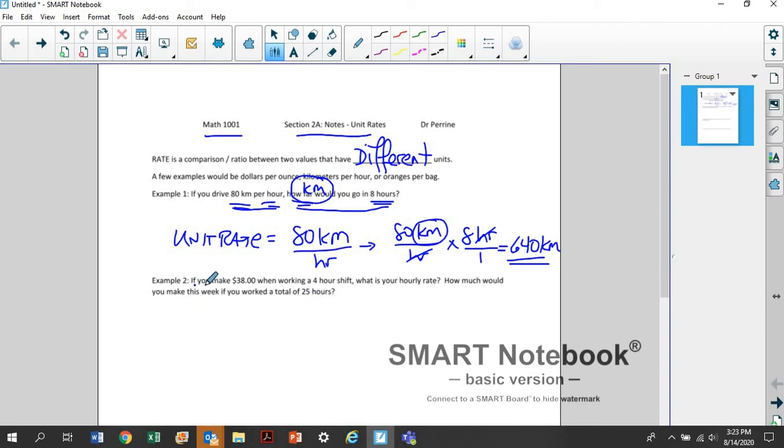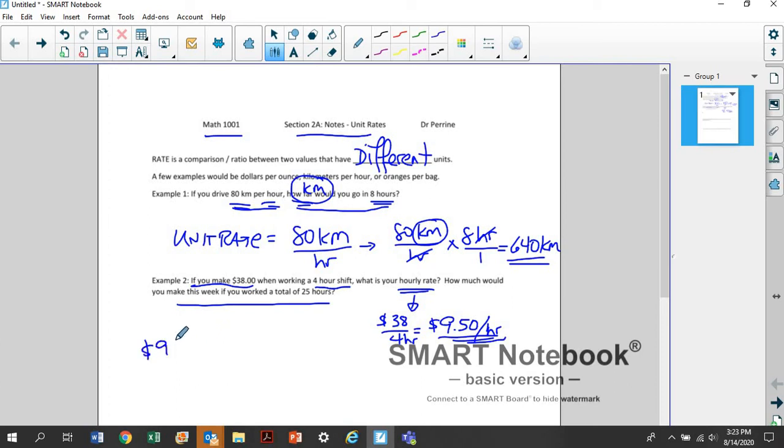Okay, if you make $38 working a 4-hour shift, what is your hourly rate? Dollars per hour is your hourly rate. So you take $38 divided by 4 hours, and you get $9.50 per hour. Don't forget the per part. It's not $9.50, it's $9.50 per hour. And now, how much would you make this whole week if you worked a total of 25 hours?